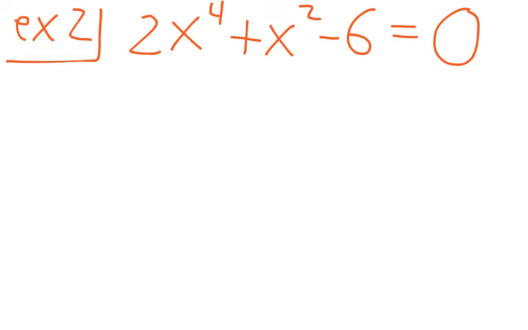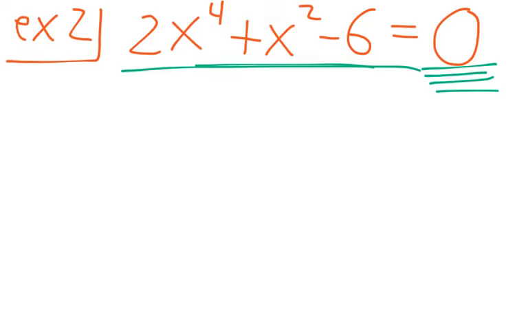Okay, the next example is the second of 3: 2x to the 4th plus x squared minus 6 equals 0. Good, it's all on the one side. Happy, we can go on now. I'm going to do the same thing as before, something called u substitution. So put u in as my stunt double.